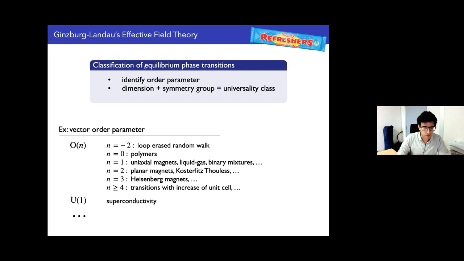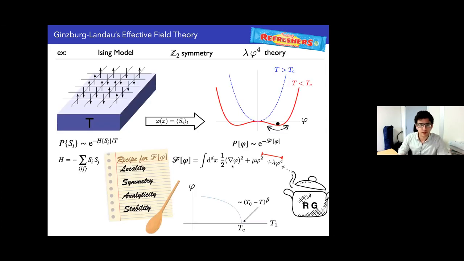For today, I'm going to work specifically with the O(N) models, and in particular the Ising class, N equal to 1, the O(N) symmetry with N equal to 1, which encompasses magnets, liquid-gas, binary mixtures, and so on. Let me refresh your memory by illustrating how it works. Let's take this very simple Ising model with a Z2 up-down symmetry, represented here in 2 dimensions, in contact with a thermostat.